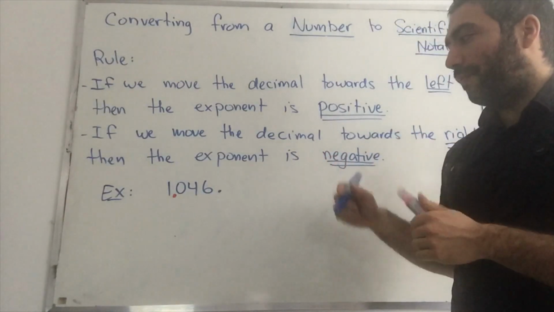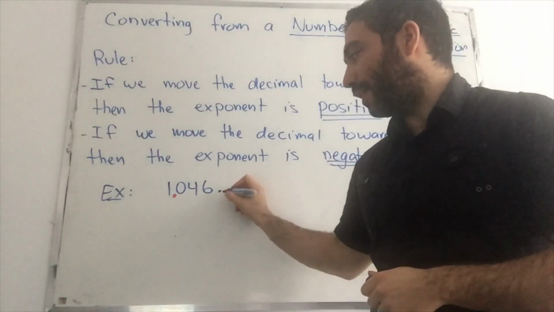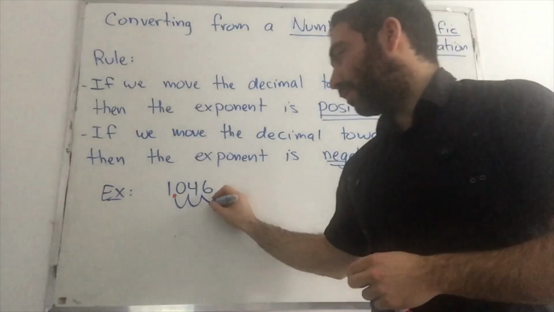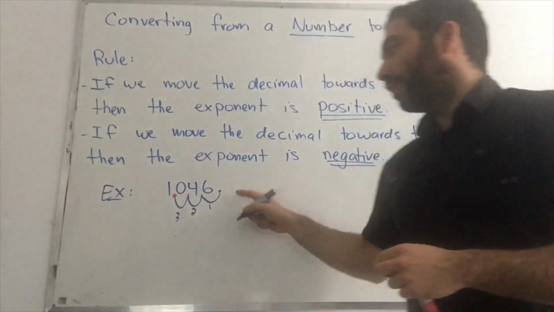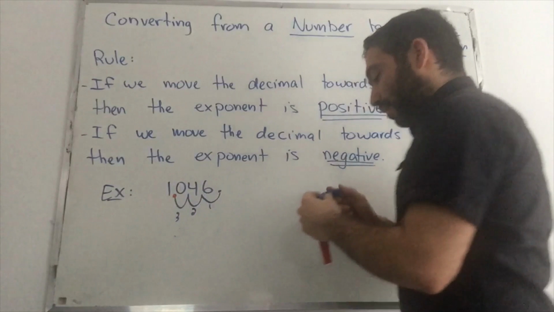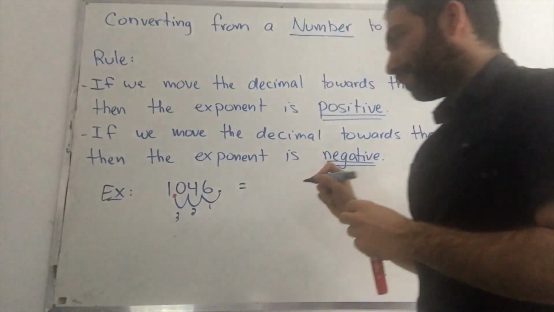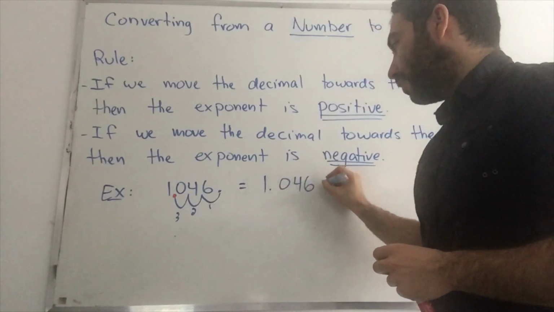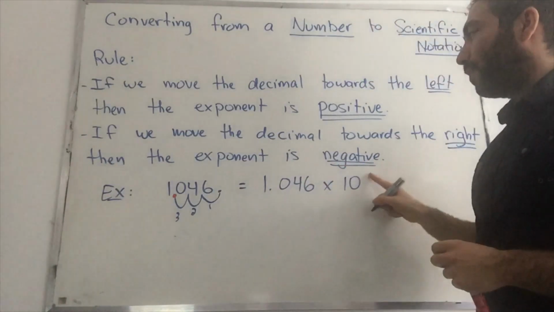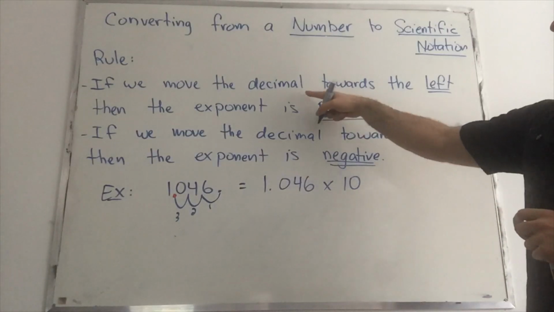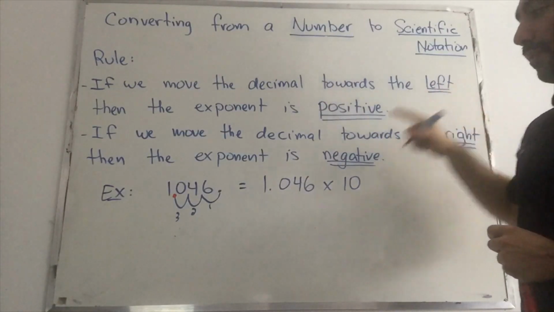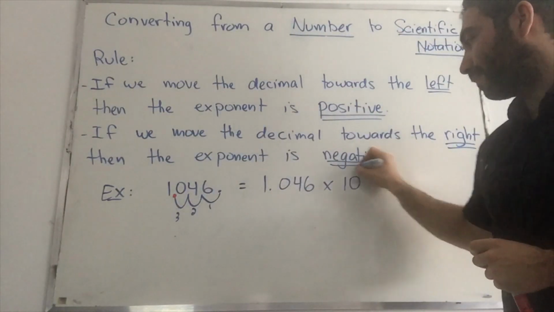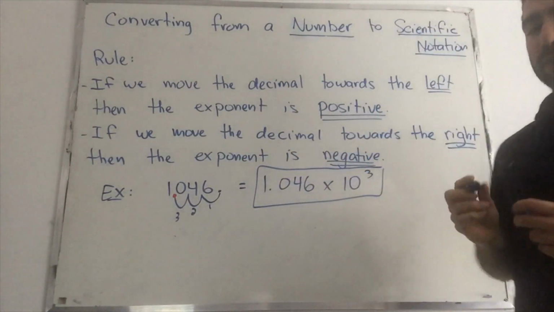That means we have to move 3 times, and since we're starting here, we're moving towards the left. 1, 2, 3. Keep in mind that we move towards the left, so that means this value here in scientific notation is 1.046 times 10 to the exponent. Since we moved the decimal place towards the left, the exponent is positive, so positive 3. And now we wrote it in scientific notation.